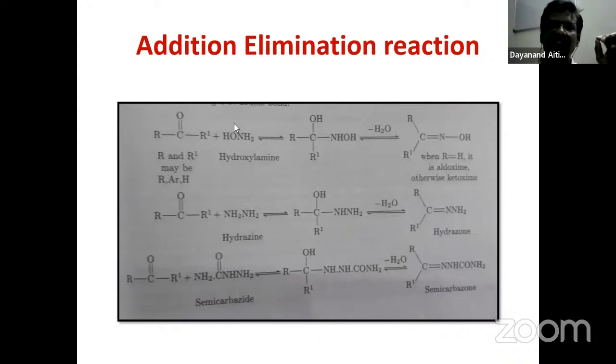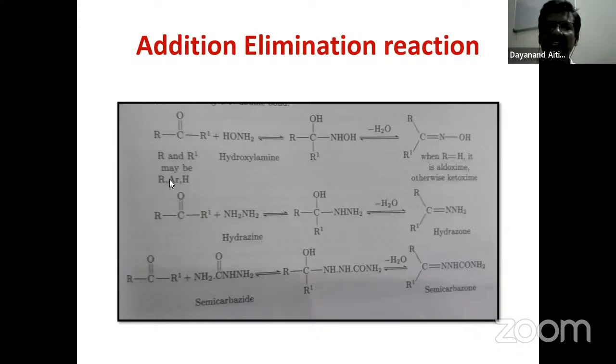For example, if you see this one, this is nothing but ketone reacting with hydroxylamine, NH2OH. We have to remove H2O. NHOH followed by removal of water molecule will give oxime. This is known as oxime. A very simple reaction. NH2NH2 is called hydrazine. You have to remove just water, and C double bond N NH2 is formed.